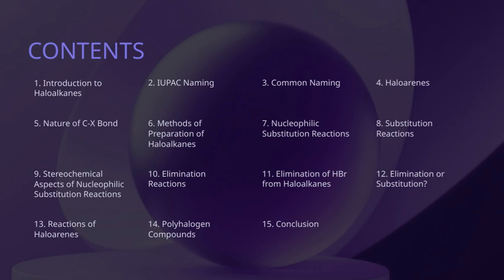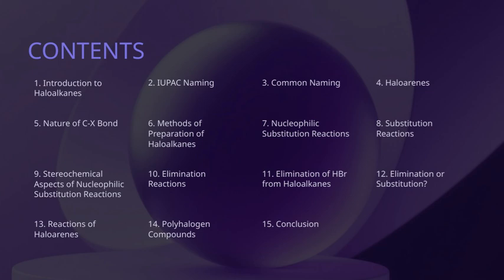From there, we examine nucleophilic substitution reactions, a key mechanism through which haloalkanes undergo transformation, and we'll also look into the stereochemical aspects involved in these reactions. We'll see how HBr can be eliminated from haloalkanes, which is crucial for understanding elimination reactions. Then, we'll delve into elimination reactions more broadly, highlighting their significance. We also explore elimination or substitution pathways, comparing when each occurs and why.